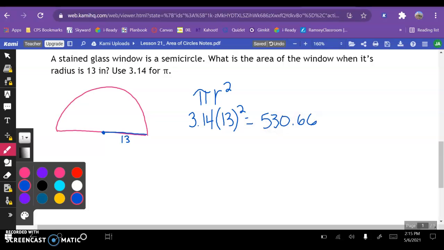530.66. Now that is if this was a whole circle. So that would be the area of the entire circle, but a semicircle is half of that. So we want to divide this by 2. And we get 265.33, and that's inches squared.